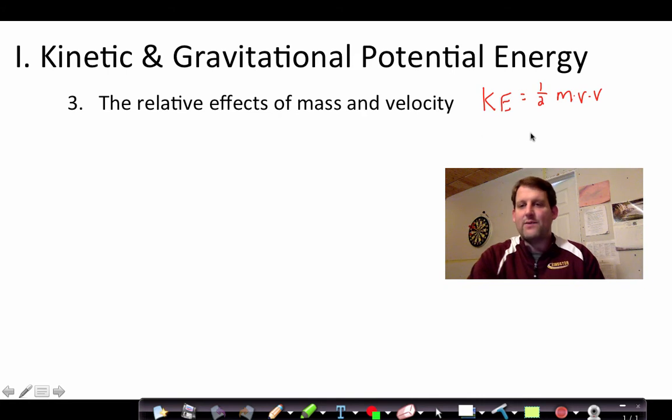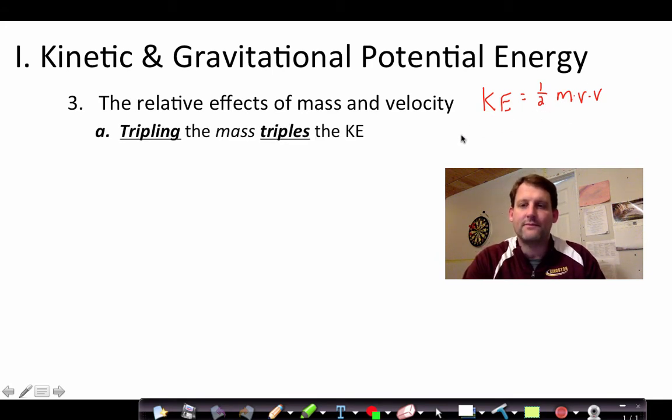So we can see here, as we increase the mass, we increase the kinetic energy. But what if we were to exactly triple the mass? If this number suddenly got 3 times bigger, that would mean this whole side gets 3 times bigger. So tripling the mass triples the kinetic energy. Now let's do the same thing for velocity and see what happens.